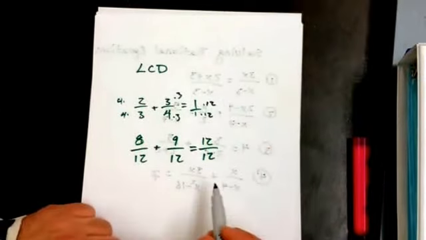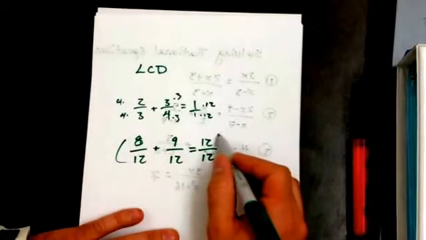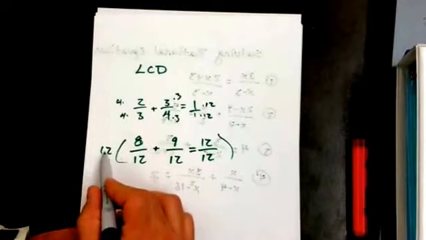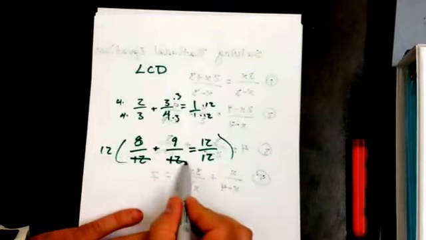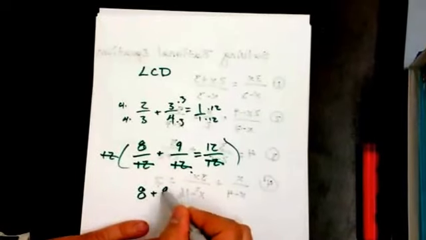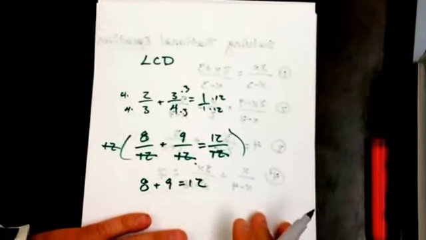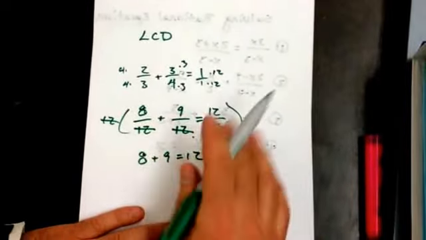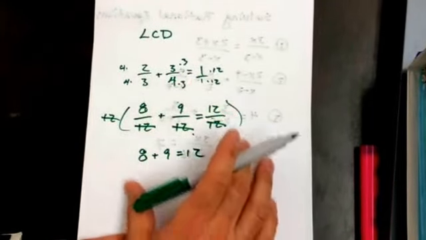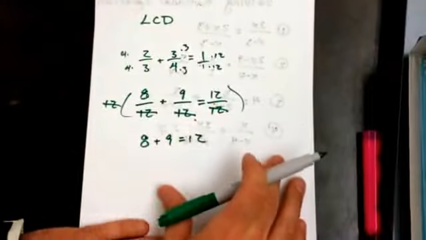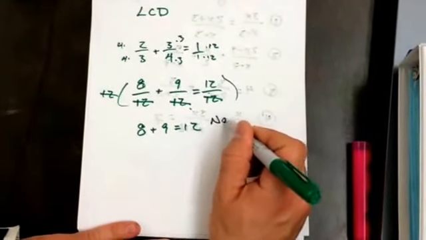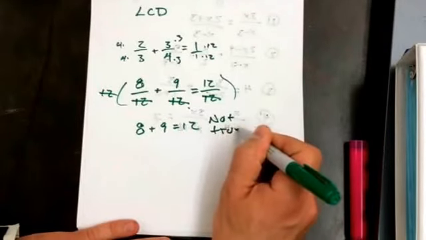So what that means is I can get rid of all the fractions by multiplying everything in this equation by 12. This is going to cancel this, it's going to cancel this, and it's going to cancel this. So then I'm just going to be left with 8 plus 9 equals 12. Obviously not true. However, that part is just what we're looking at, okay? We're just looking at the parts that I did to get rid of the denominator. So don't worry that this isn't true.